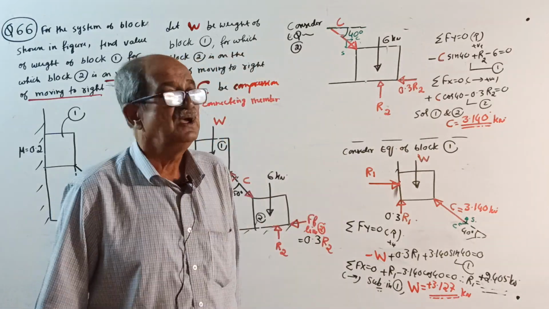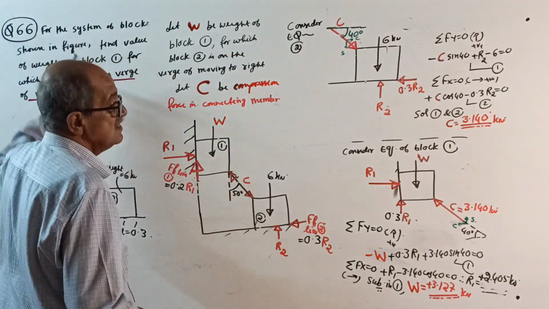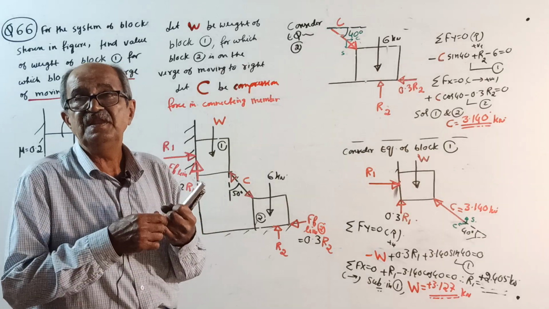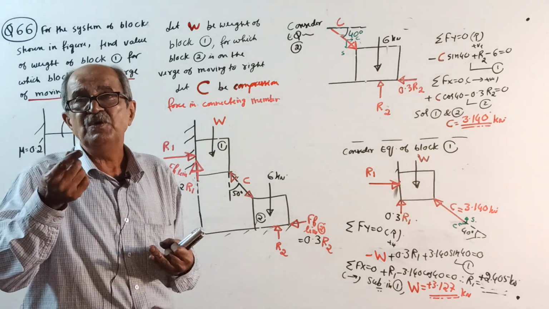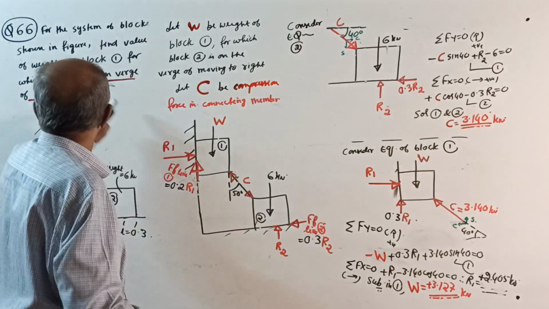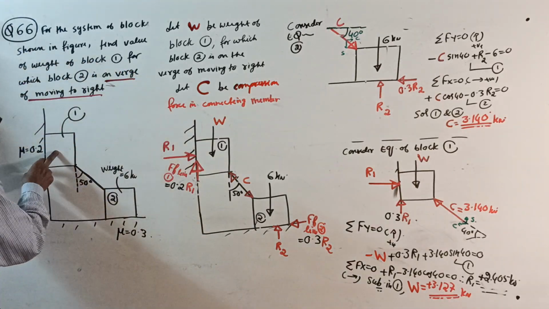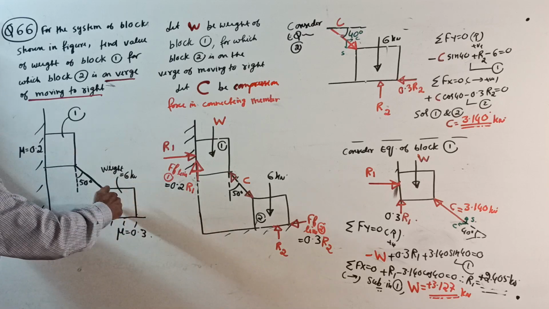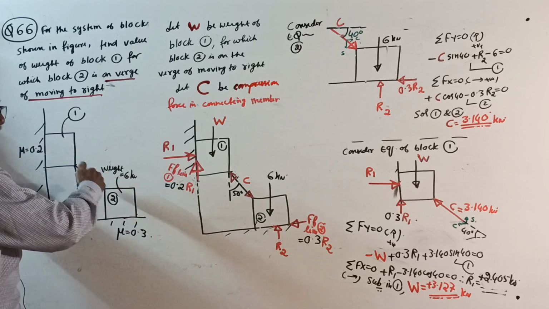Welcome. Question number 66. Last class, we did 63, 64, 65. By mistake, I maintained 64, make it 65. Now 66. See here, there is one block here, one block here, connected by a member. Some member is connecting here.